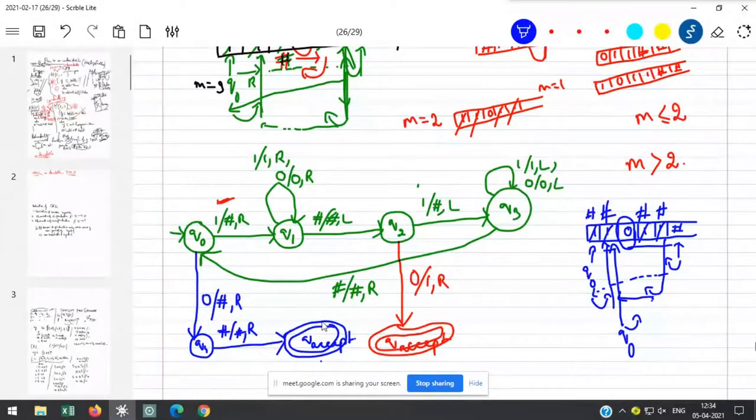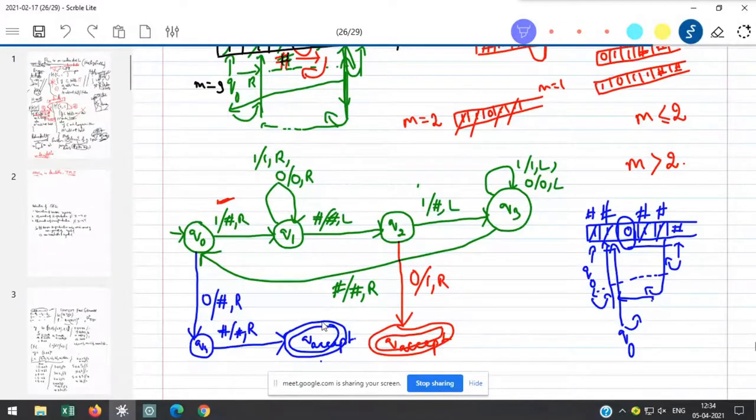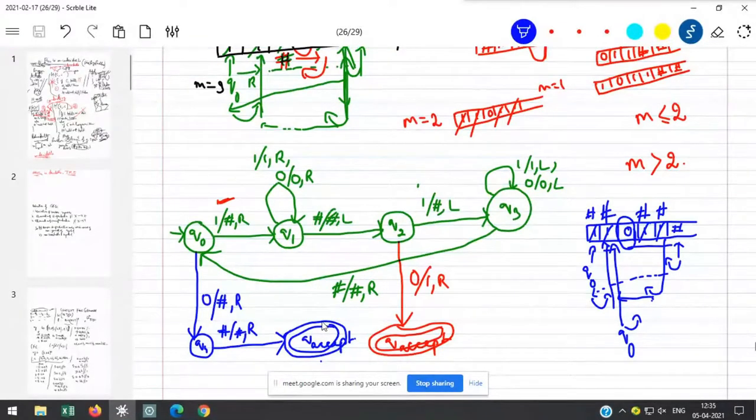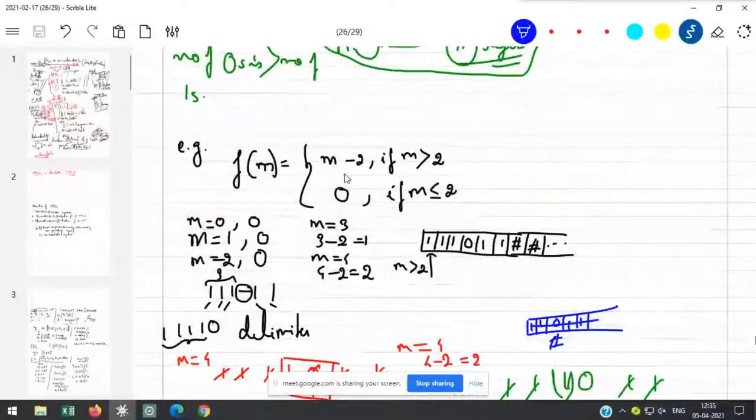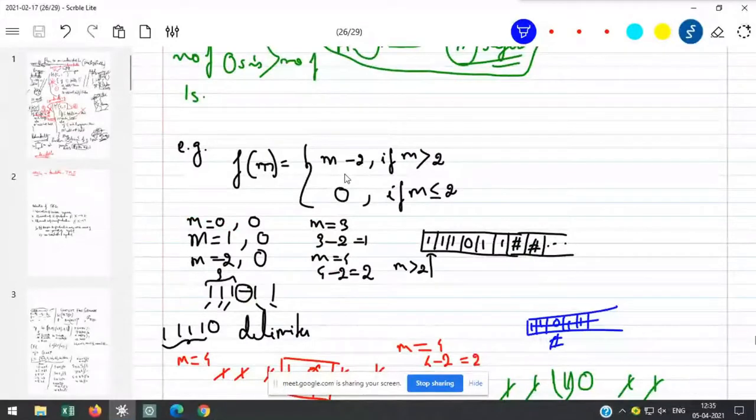Okay, we are designing a Turing machine which is able to compute a function. Today's function, I have considered subtraction of this kind, I mean m minus 2. In the exam, I may provide you m minus 3 or m minus 4 with different conditions, okay? So this is a simple Turing machine for computing a function.